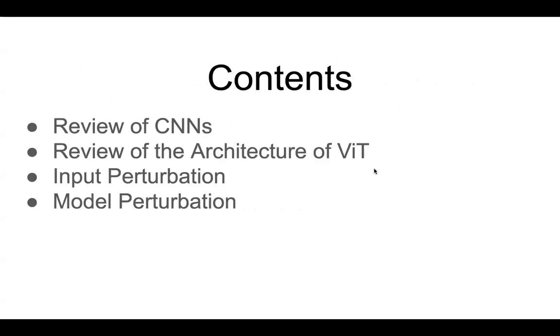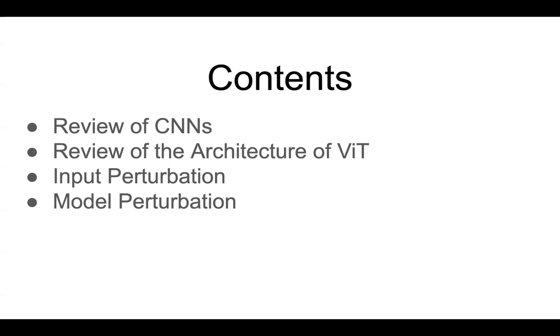Okay, so these will be the contents of this presentation. First of all, I'll review the working of the CNNs, what is its inductive bias for the computer vision classification tasks. Then I'll go over the architecture of the vision transformer. We'll see how it works and how it is related to the transformer model. And then we'll start reviewing the contents of this paper.